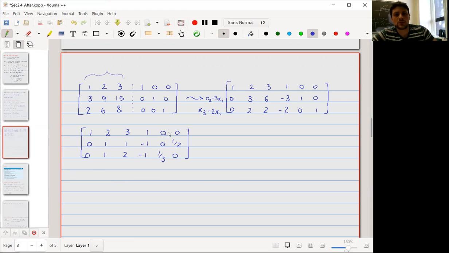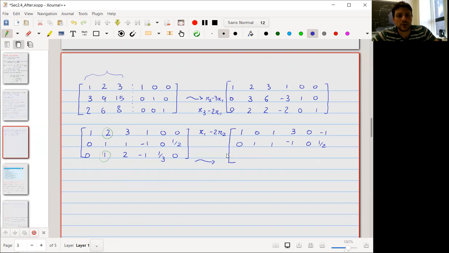Okay, now I want to eliminate my entry 1 here. So I'll have to eliminate these 2 entries. Let's do that. For the first row, I'll put itself minus twice the second. So we'll get 1, 0, 1, 3, 0, minus 1. That's what I get by subtracting the second row from this. The second row won't change: 0, 1, 1, minus 1, 0, 1/2.